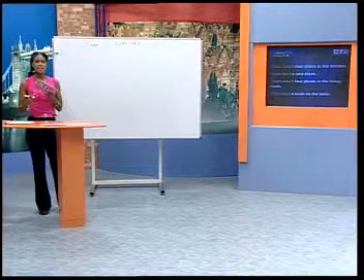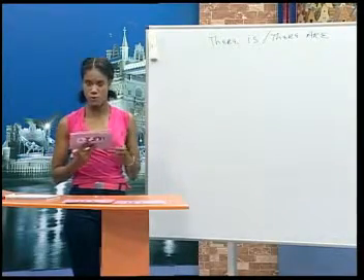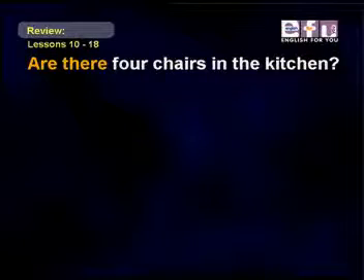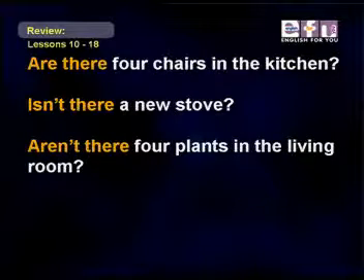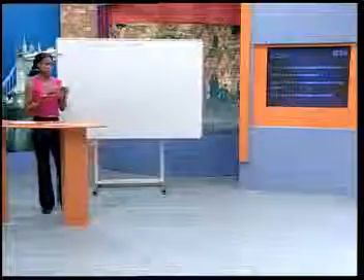There is and there are can also be used in positive and negative question forms. Take a look at some examples. Are there 4 chairs in the kitchen? Isn't there a new stove? Aren't there 4 plants in the living room? Isn't there a book on the table?